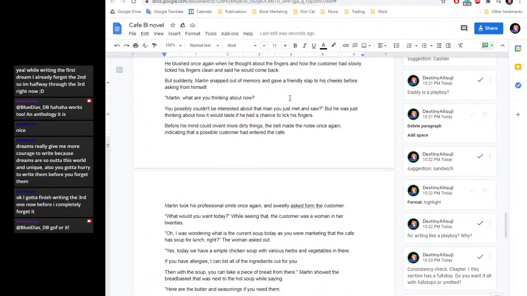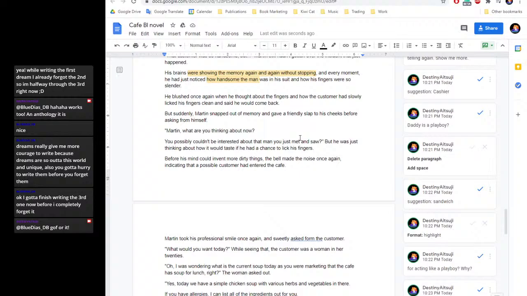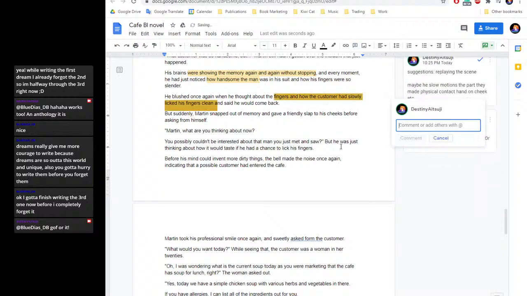So when he talks about, yeah, I knew this. See, every good writer will know the good bits. So it's like the fingers and how the customer slowly licked it clean and stuff like that. Okay, maybe over here. So you want to dramatize it again. So you want to add a comparison to highlight how this affects him completely and makes him into a puddle of goo.